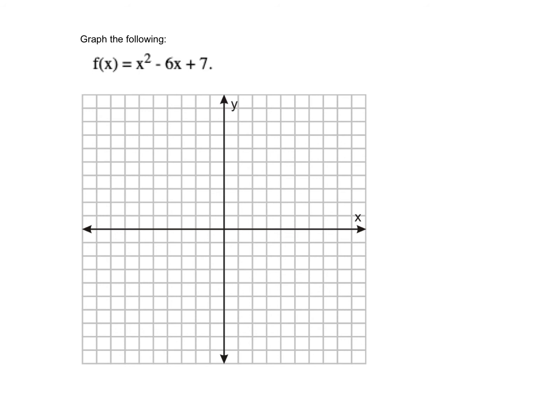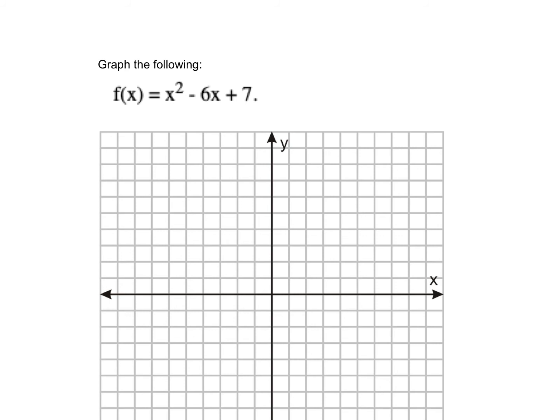The first thing I know, since I see it's a squared term, I know it's going to be a U-shape. Don't draw yours like that. You just know it's going to be a U-shape. I also know it's going to be an up U-shape because the first coefficient is positive. So I know it's going to look something like that. But we want to be more specific than just something like that.